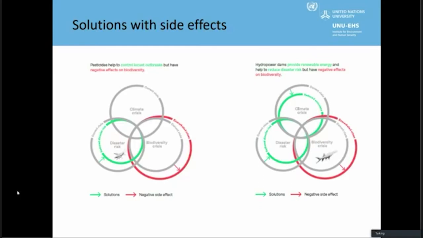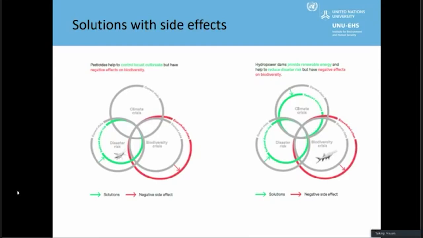For example, if you control locust, you use pesticides, and this locust become resistant, then you have to invent another type of pesticide. And this will again damage biodiversity. In that sense, we are again discounting future. We are destroying the soil and the quality of soil. We are destroying biodiversity by doing that.